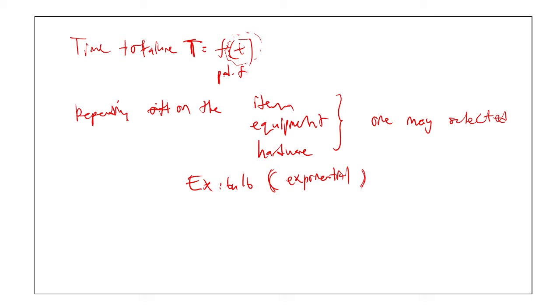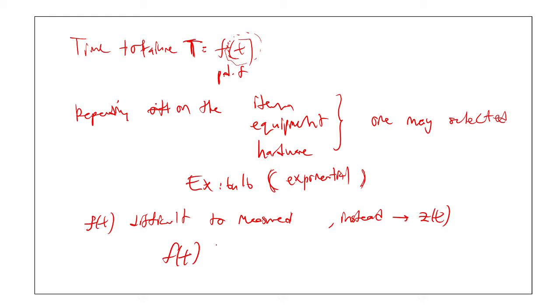However, the PDF is difficult to measure. So instead, what is practically being measured is the failure rate function. So how can we deduce our PDF? That is from the measurement of our failure rate function.